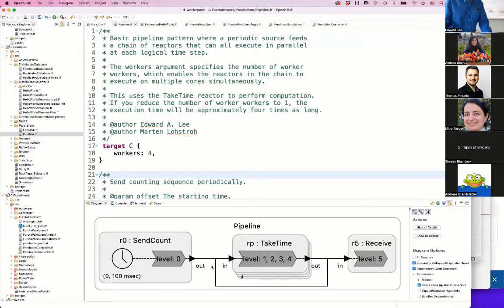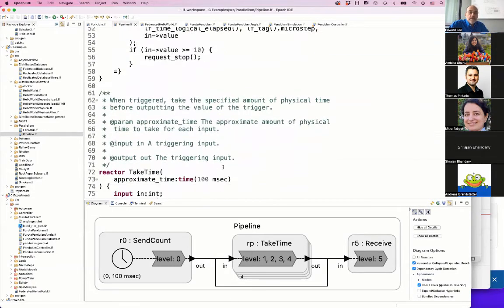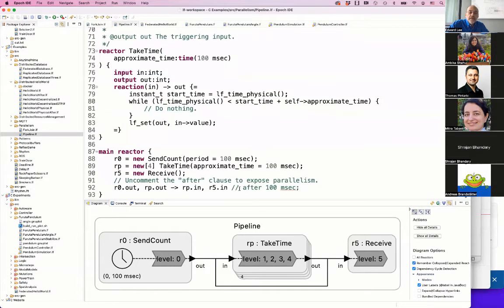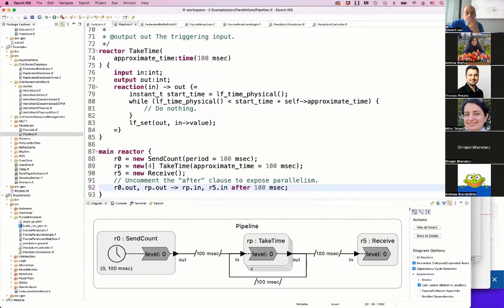And the way you do that in Lingua Franca is by introducing a logical delay. So in particular, you can use this after keyword here. This introduces a logical delay of 100 milliseconds on each of these connections. And notice now all the levels became 0.